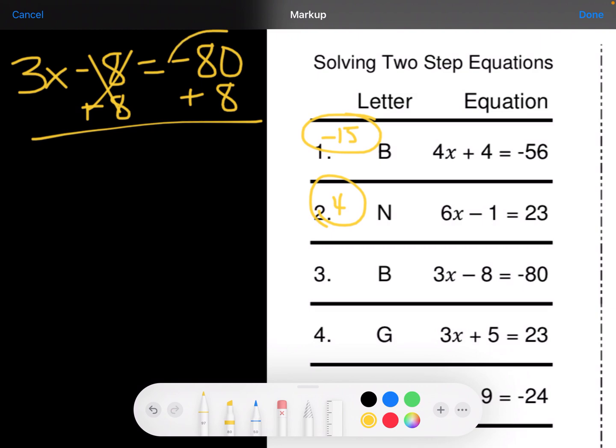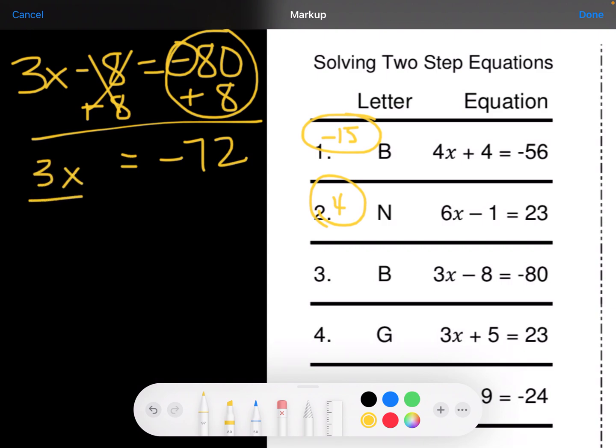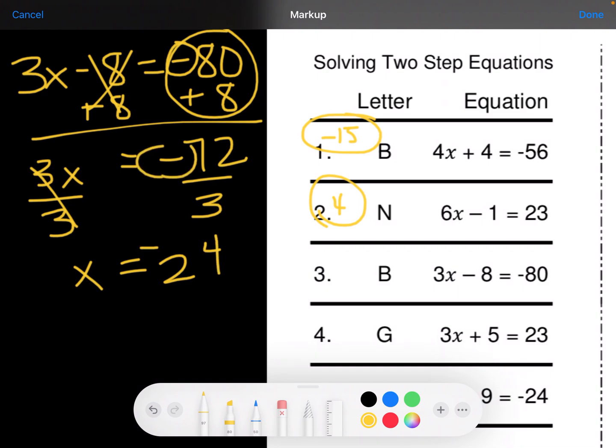So my signs are different, so I subtract. So I get 72. It's going to be negative because the larger absolute value is negative. Equals 3x. I'm going to divide by 3 on each side. X equals 24. And it's going to be negative because the signs are different.